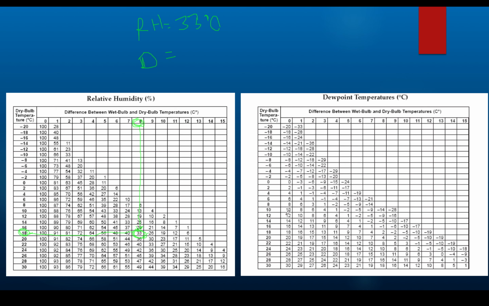We're going to do the same process for the dew point. We find 18 degrees. We find our difference of 8. We follow it down. And we follow it over. And we figure out where they meet. And they meet at 2 degrees.